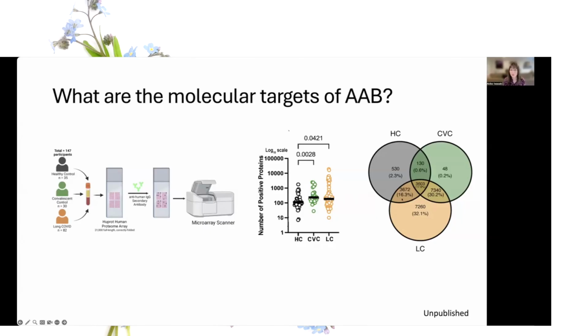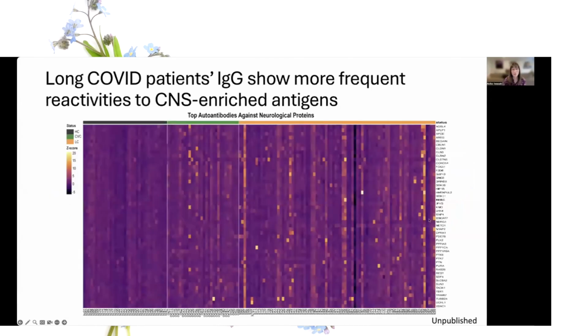And here is a Venn diagram demonstrating the enrichment of many autoantibodies that are unique in long COVID patients. And so because there are 21,000 targets, I cannot show you the entire panel, but this is a handful of antigens that are enriched within the CNS tissue. And so each row represents different antigen and each column represents different patients or controls. And you can see that here in orange are the patients with long COVID.